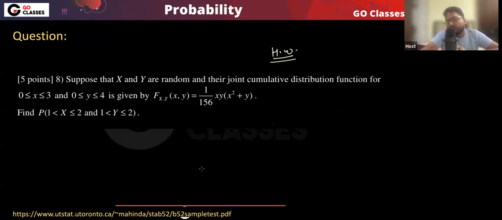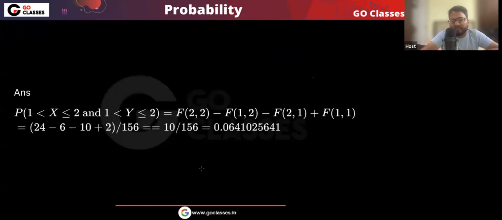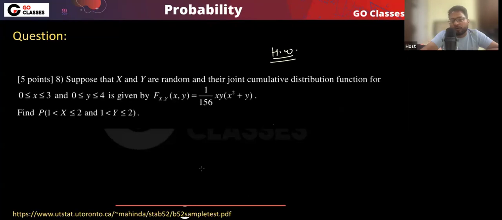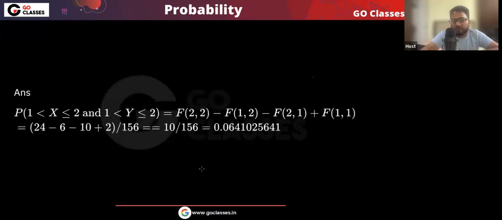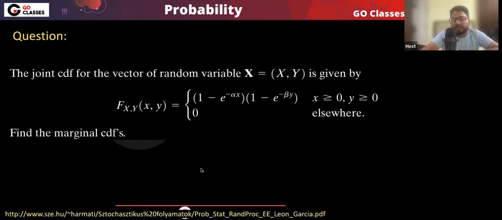See, CDF is always from the starting point, from minus infinity, so you can't do in between. For the CDF, it is always from the start. That's why it is called the cumulative distribution function. So here the joint CDF is given, and they are asking, can you find out the marginal CDF?